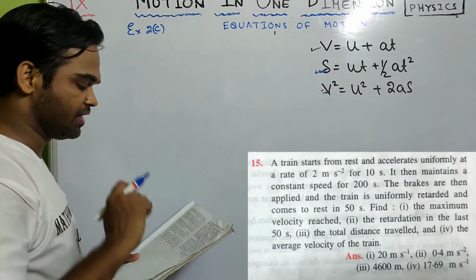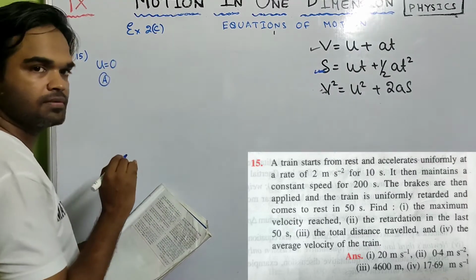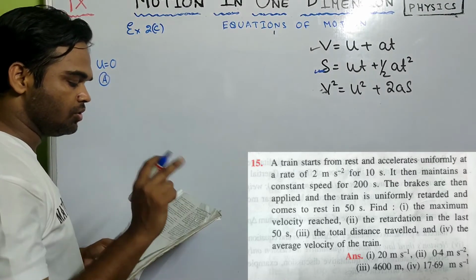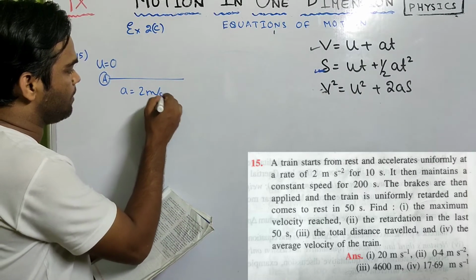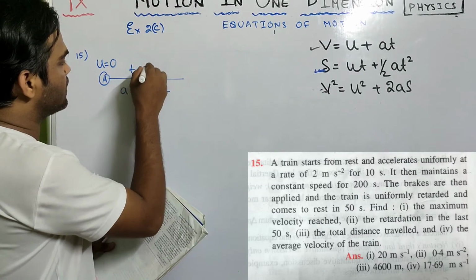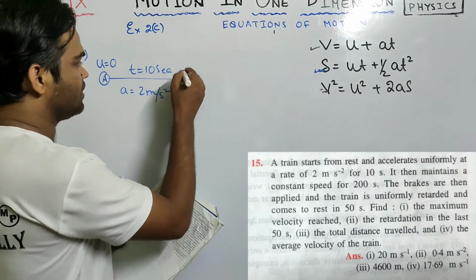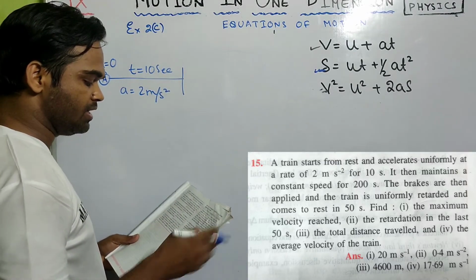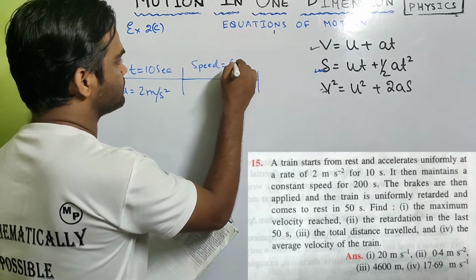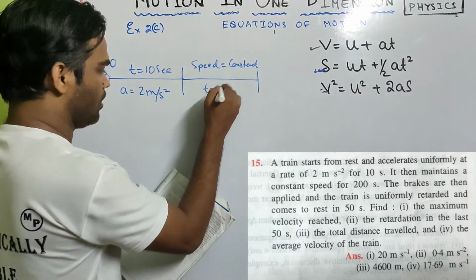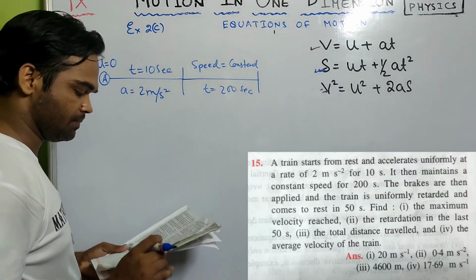Now look at number 50. A train starts from rest and accelerates uniformly at a rate of 2 meter per second square for 10 seconds. For 10 seconds it accelerates. It then maintains, after these 10 seconds, a constant speed. Over here the speed is constant for the next 200 seconds.